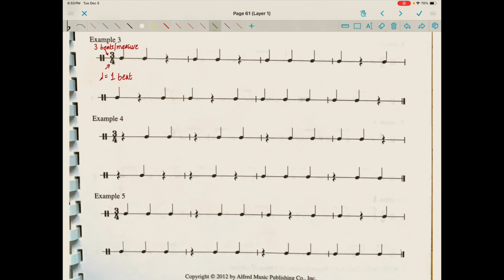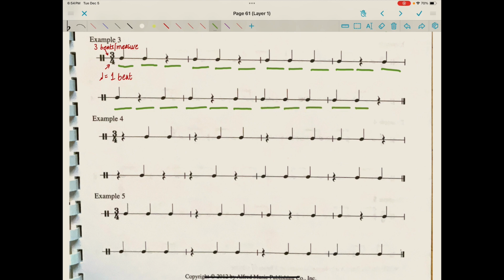Ready, speak. Do, do. Do, do. Do, do, do. Do. Do, do. Do, do. Do, do, do, do, do, do. Moving on to example 4.